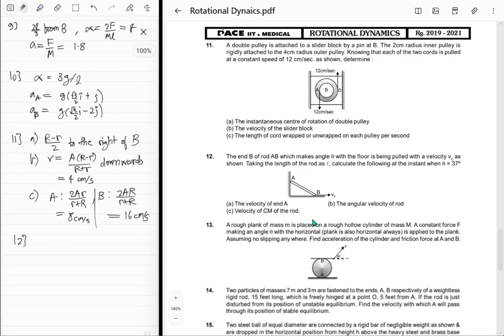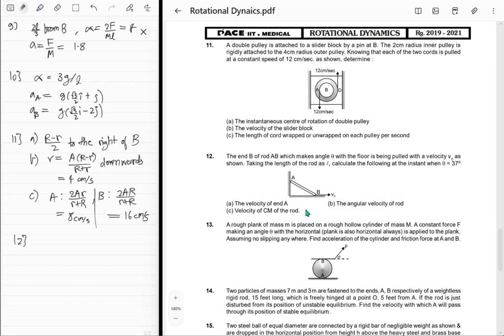The end B of rod AB, which makes angle theta with the floor, is being pulled with velocity V naught as shown. Taking the length of the rod as L, calculate the following at the instant when theta is equal to 37 degrees. The velocity of end A. This thing is being pulled like that. You want to find the velocity of A. Well, it's going to go down. That's the only way it can go.